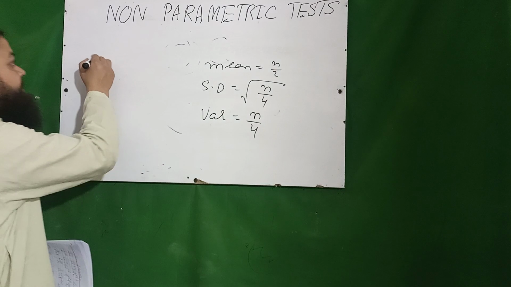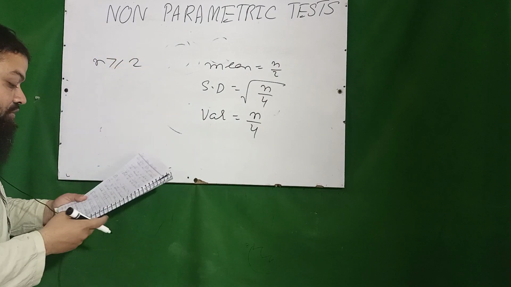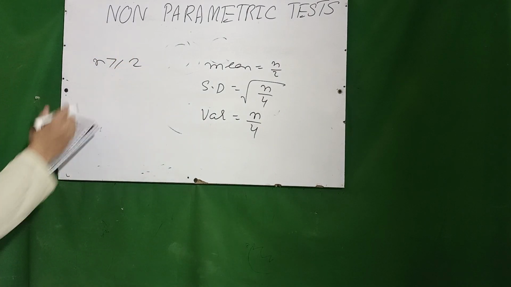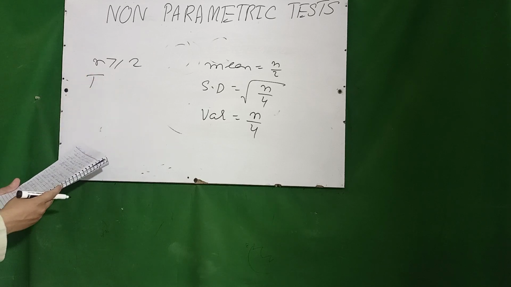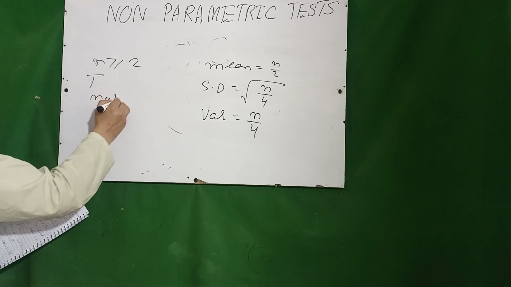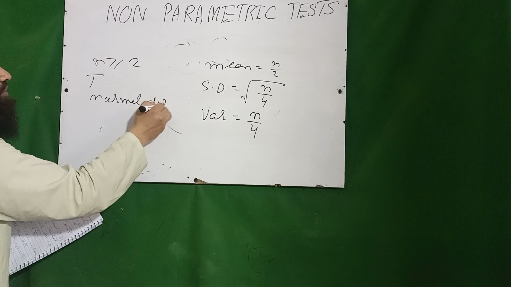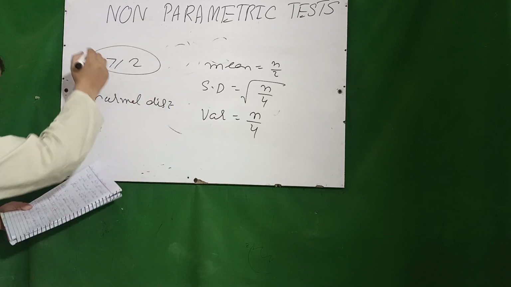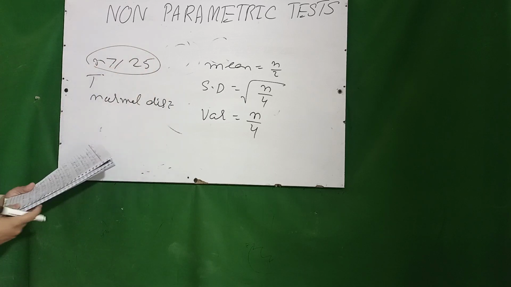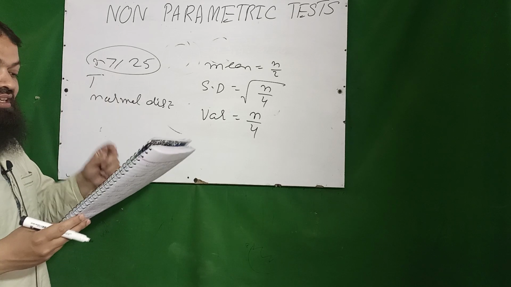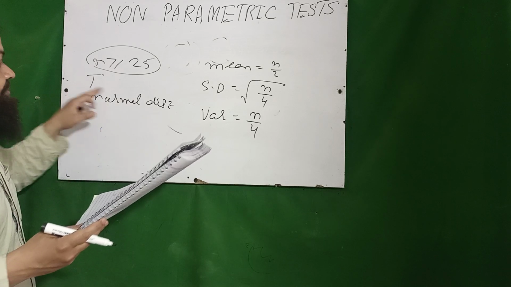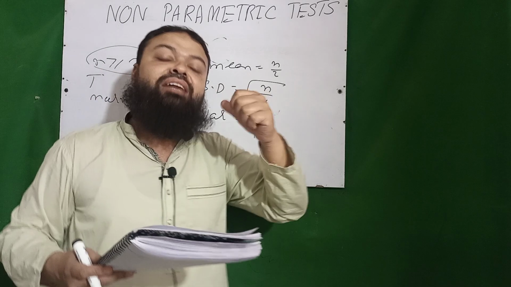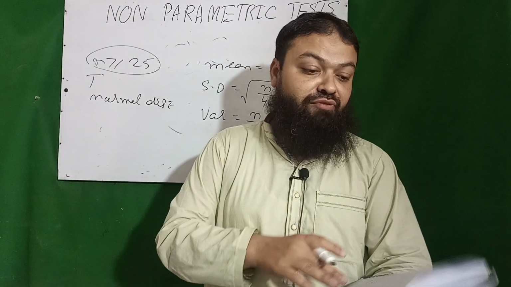Next question is, for n greater than or equal to 25, in the Wilcoxon signed rank test the statistic, which is T, approaches the normal distribution. A very important question. When n is greater than or equal to 25, in the Wilcoxon signed rank test the statistic T approaches the normal distribution when n is 25 or more than 25.